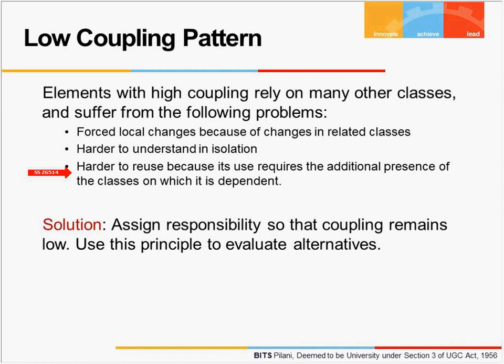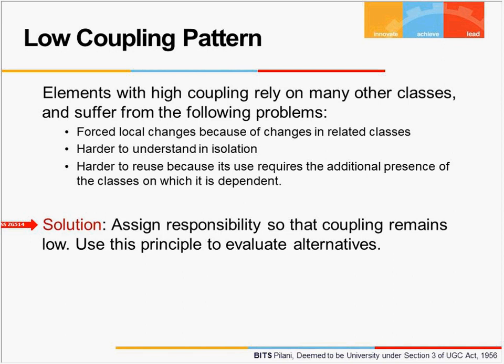This is what this pattern tries to explain: assign a responsibility to a particular class to do a task so that the coupling remains low. Use this principle to evaluate alternatives between which you have to choose. Choose a solution while giving a responsibility to a particular class so that the coupling remains low.